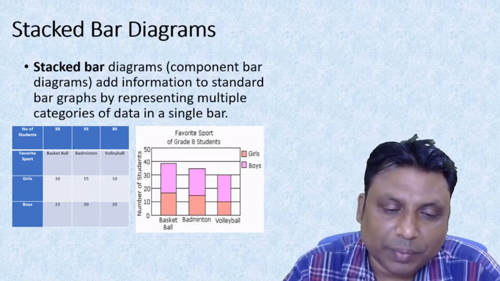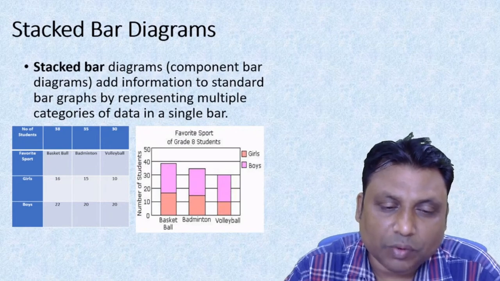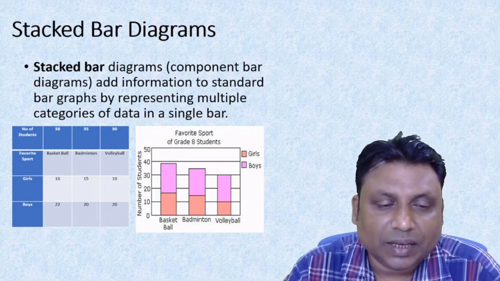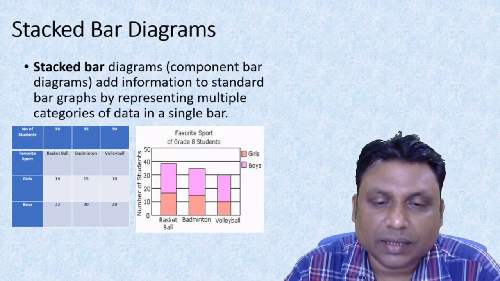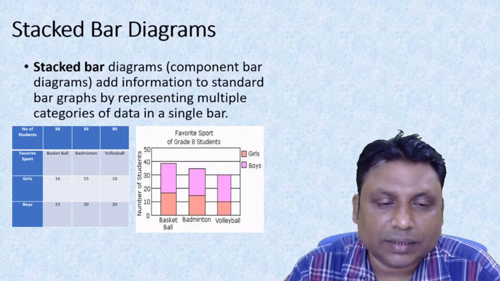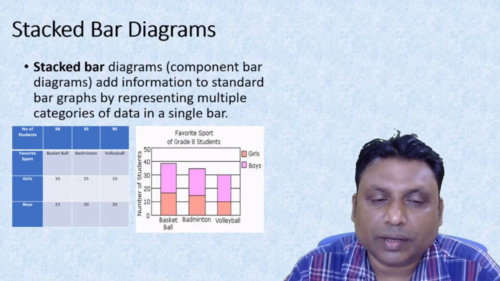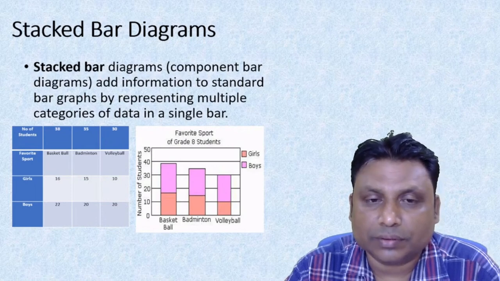Yes, there are three games: one is basketball, one is badminton, one is volleyball, and the number of girls is 16, and boys are 22, and the total number of students is 38. So immediately you can calculate from the graph without seeing the tables. Yes or no? So this is very, very important.